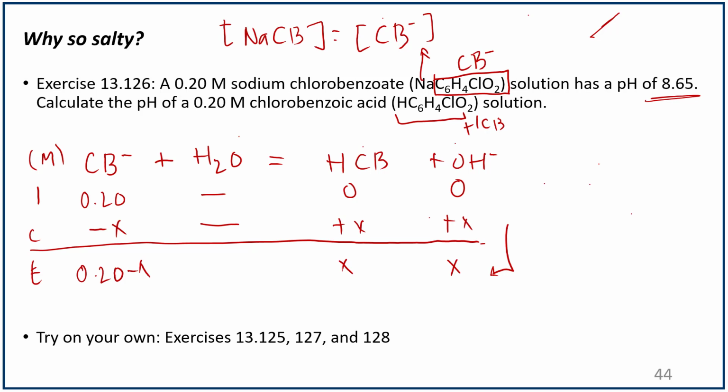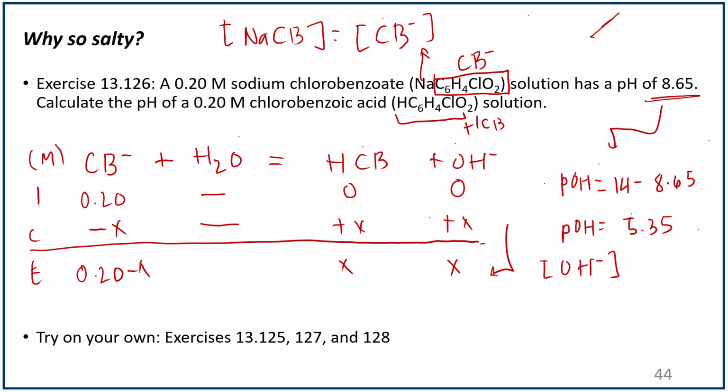Okay, so this one should just be pOH is equal to 14 minus 8.65. Okay, and the pOH therefore is equal to 5.35. Okay, and therefore the OH concentration should be OH is equal to 10 to the negative 5.35, and therefore the hydroxide concentration after solving that should be equal to 4.5 times 10 to the negative 6, and again that's equal to X.